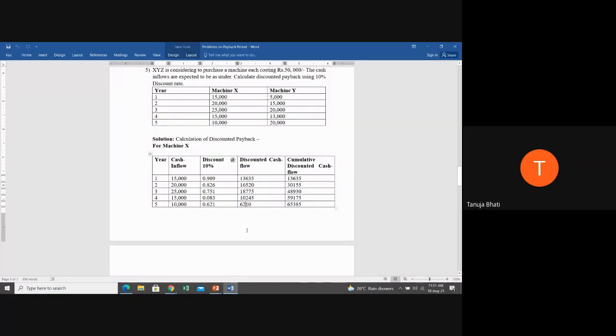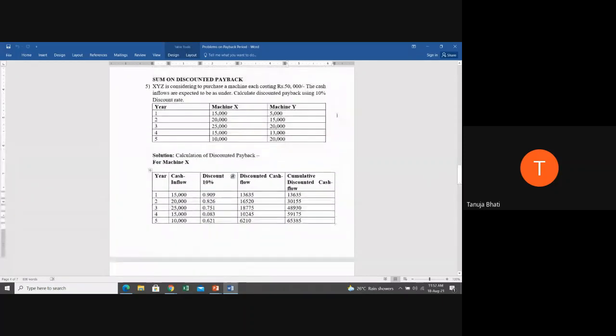Now what you need to do is you have to find out the cumulative discounted cash flow. So how do you calculate cumulative discounted cash flow? Take the first cash flow as it is. Okay, to this cash flow you add the second year's discounted cash flow. You will get the cumulative cash flow for year 2, and likewise you have to do up to year 5. Okay, now the initial investment was 50,000. So can anyone tell me in which year your cumulative discounted cash flow is equal to your initial investment? Can anyone tell me, or should we use the formula?